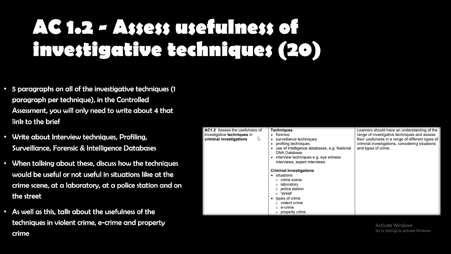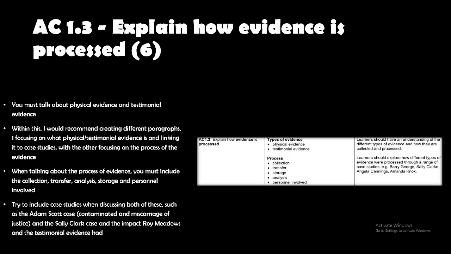So within this, you're essentially talking about what they are, and then to get even further into the higher mark bands, you're talking about the situations, the investigations, so crime scene, laboratory, police station, and on the street, and then also linking them to types of crime. So say you do forensic, you could talk about how it might be good for violent or property crime, so there's usually traces left behind, but not so much for e-crime because there's an online trace but not a physical trace, which might be harder to track. And yeah, 20, that's your biggest one for this topic, I'm pretty sure.